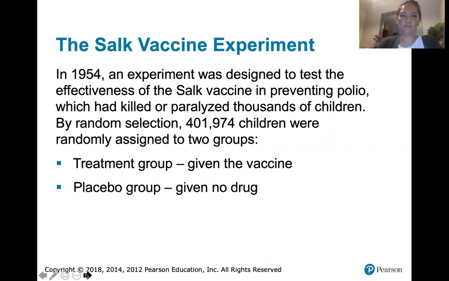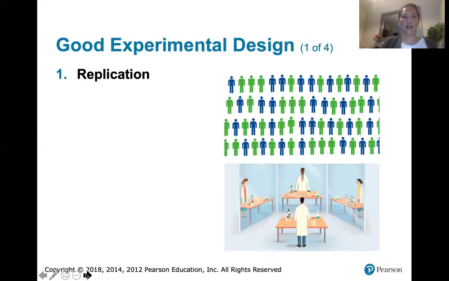In 1954, this experiment was designed to test the effectiveness of the Salk vaccine for preventing polio. It had killed and paralyzed thousands of children. By random selection, 401,974 children were randomly assigned to 2 groups, the treatment group, which was given the vaccine, and the placebo group. So we're going to see that this is an excellent experiment. It had excellent experimental design. And it had excellent experimental design because of this one quality. Good experiments have or exhibit replication.